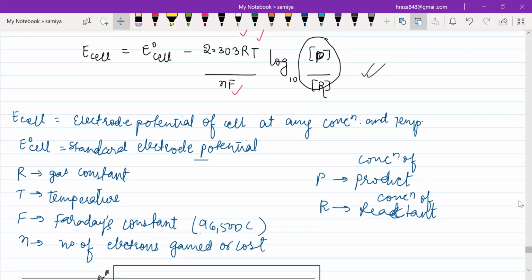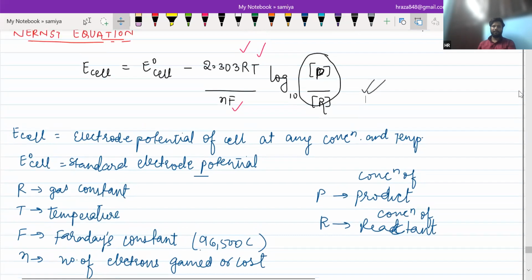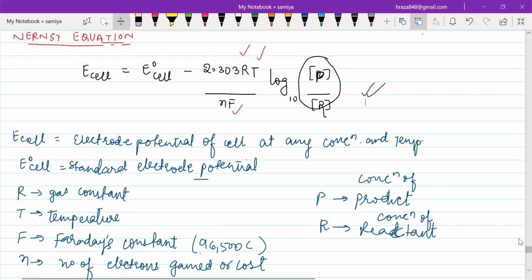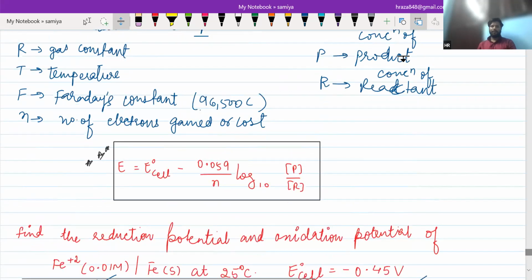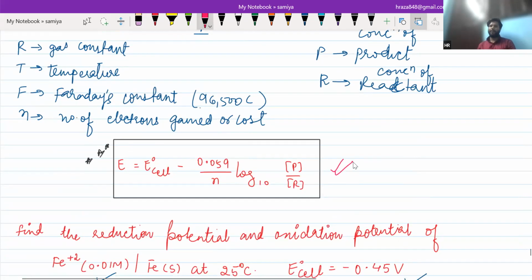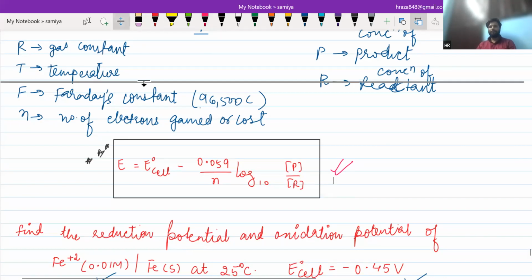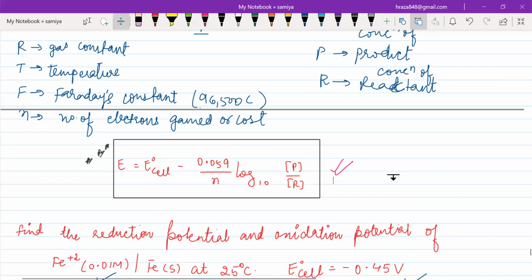Samia, did you take a screenshot of this? And this too. This is after evaluating the value of RT and so on. Let me know. Yes, sir. Done.